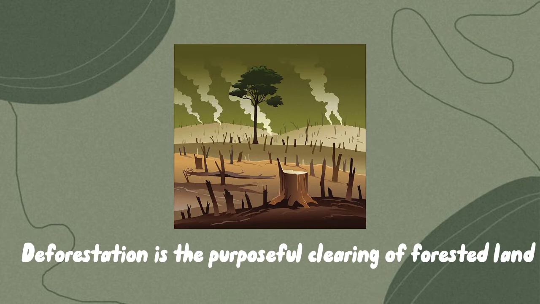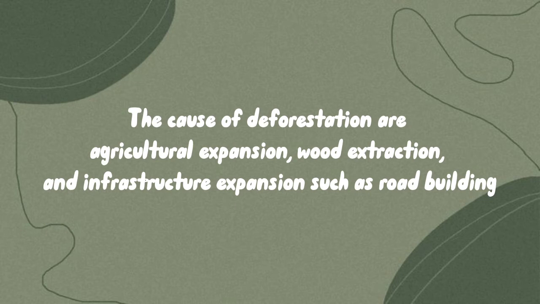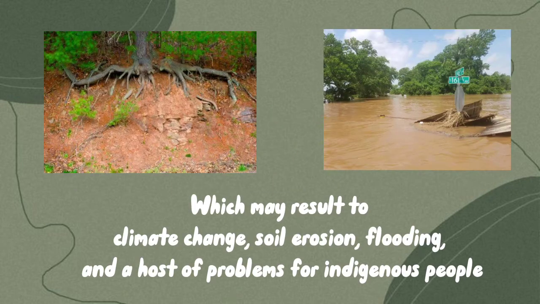Deforestation is the purposeful clearing of forest land. The causes of deforestation are agricultural expansion, wood extraction, and infrastructure expansion such as road building, which may result in climate change, soil erosion, flooding, and a host of problems for indigenous people.